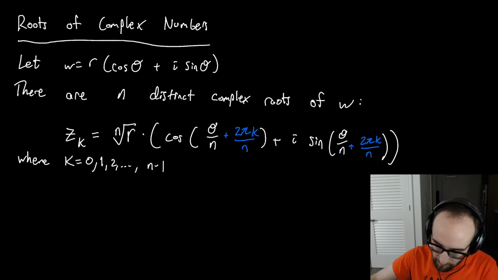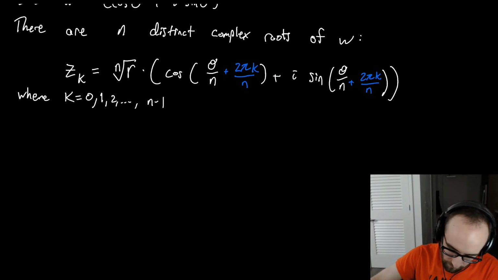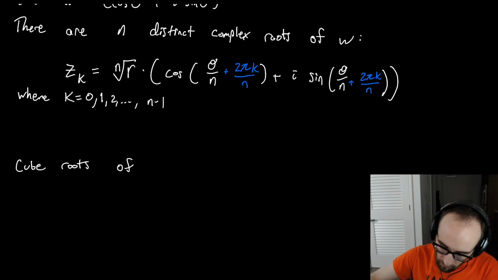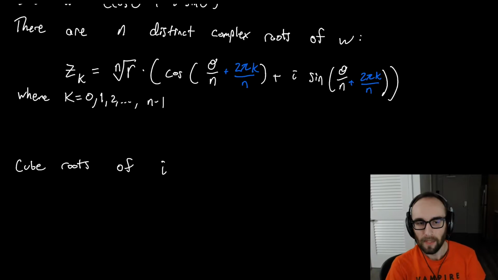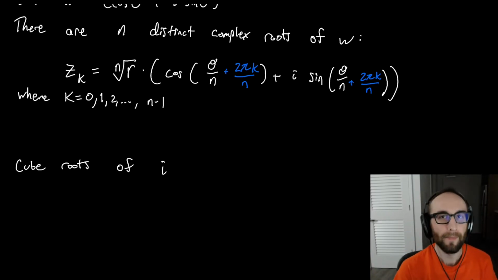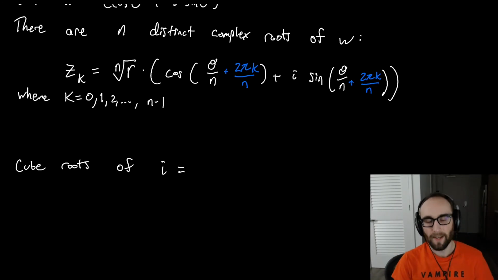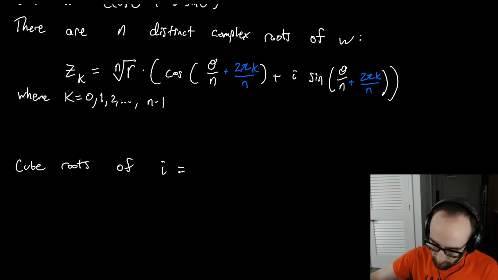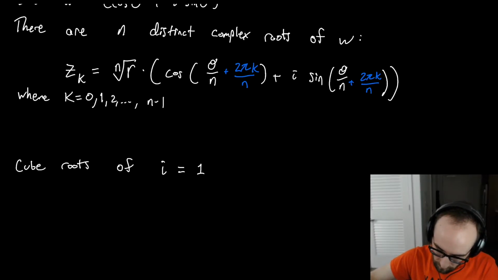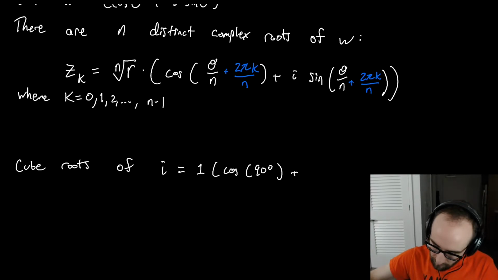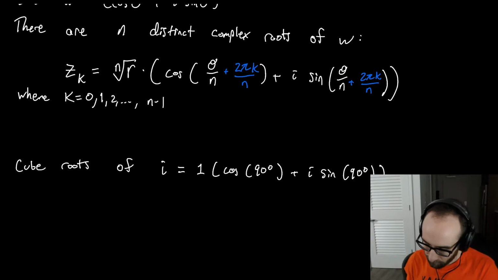What I want to look at is finding the cube roots of i. So here we just have i. In this case, i is equal to, if we wanted to write this out in polar form, 1 times cosine of, let's use degrees, 90 degrees, plus i sine of 90 degrees. Okay.